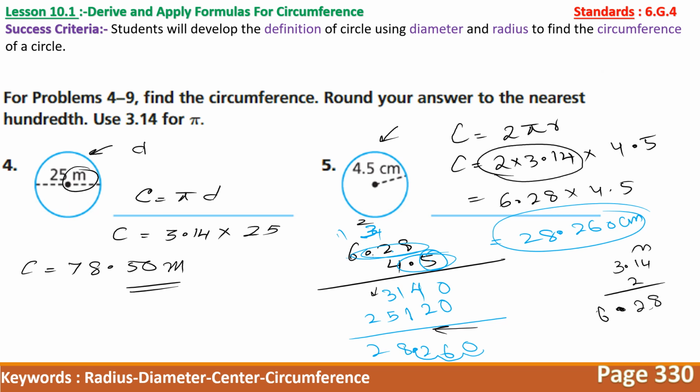But in order to tackle the questions, it is important that you are the master of multiplication and division. And you must memorize all the times tables.